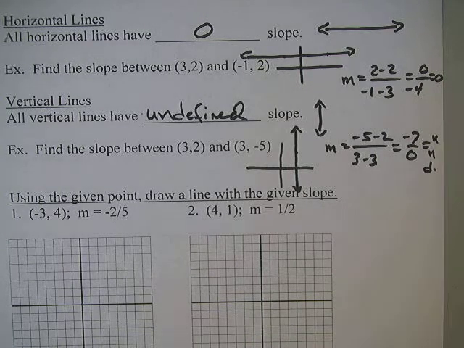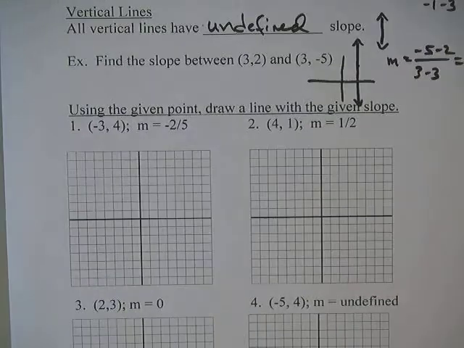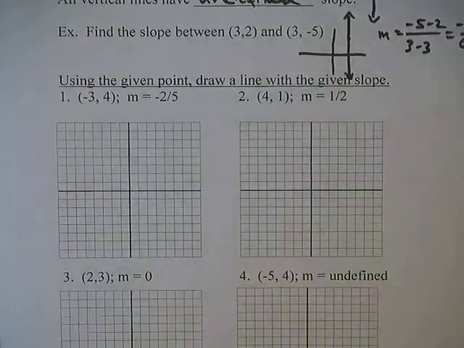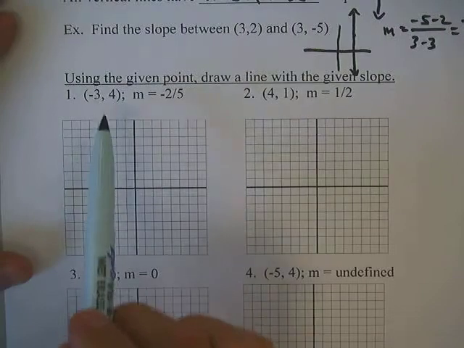Sorry, I'm running out of room right there. Just write UND right there. So every time you have a vertical line, it's undefined. That slope is. Not the equation. The slope is undefined. Okay, so let's use some of this newfound knowledge for slope.